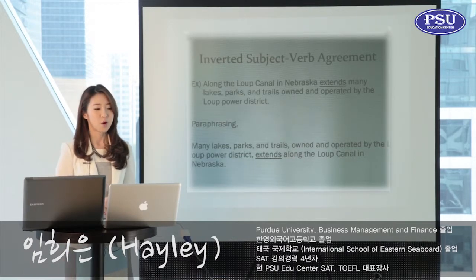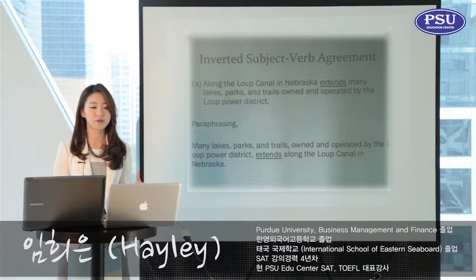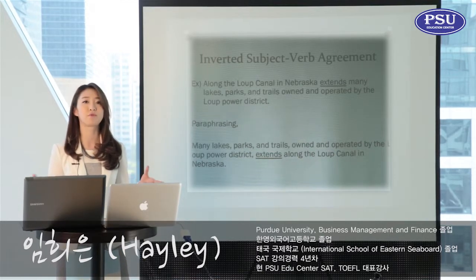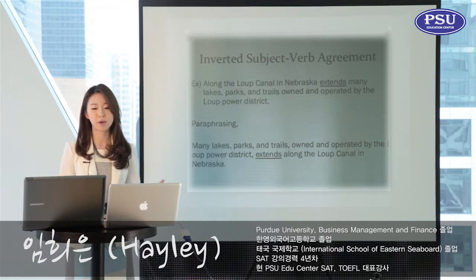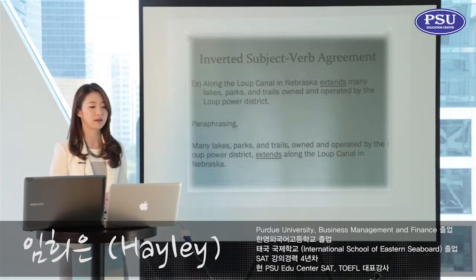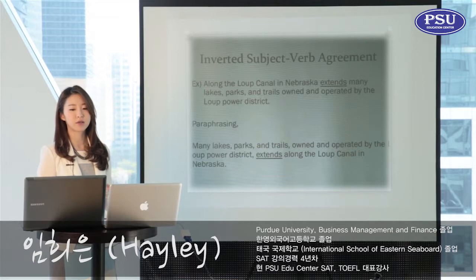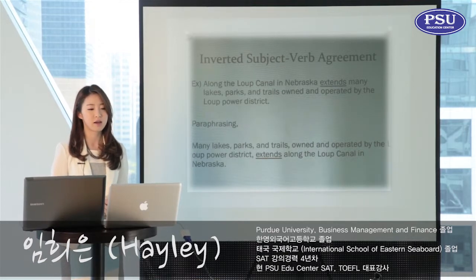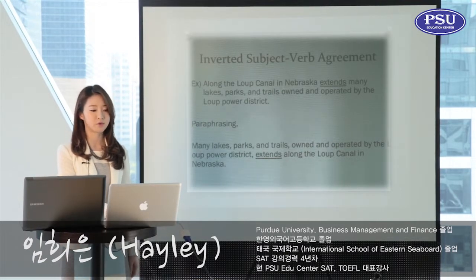Did you find it? What I make the students do is to try to paraphrase the sentence into a more familiar form where the subject comes in front of the verb. Here, I paraphrased it for you guys. Many lakes, parks, and trails owned and operated by the Loop Power District extends along the Loop Canal in Nebraska. Now do you see the verb and the subject?